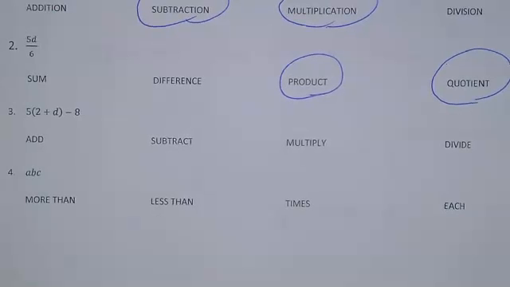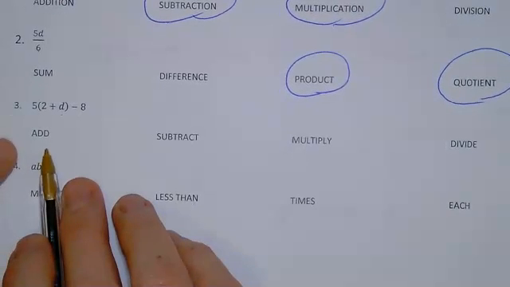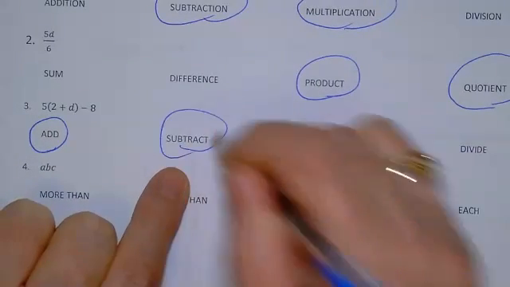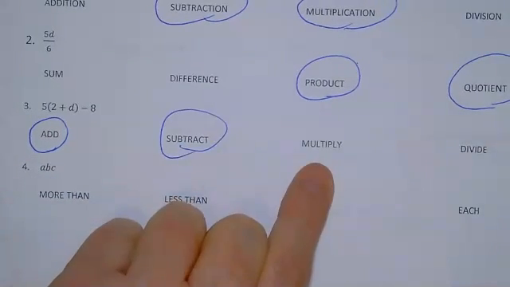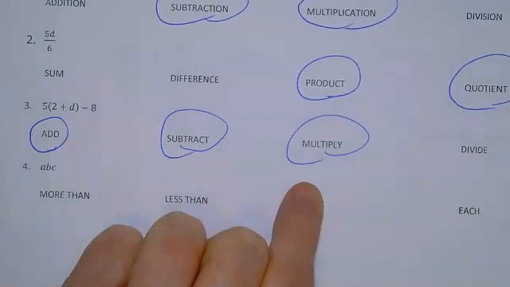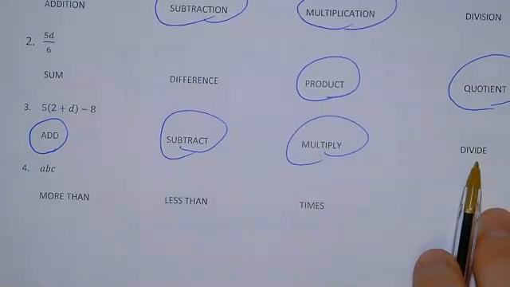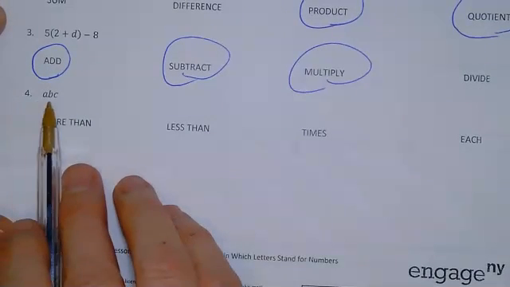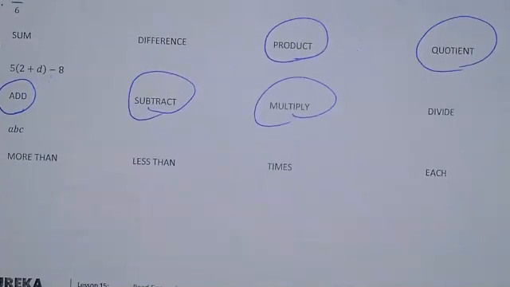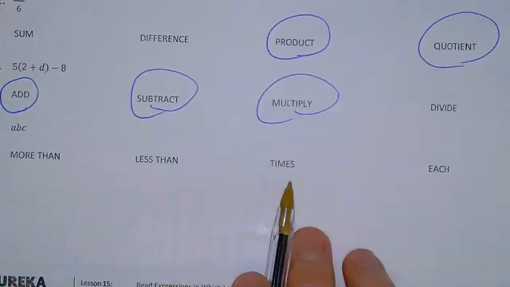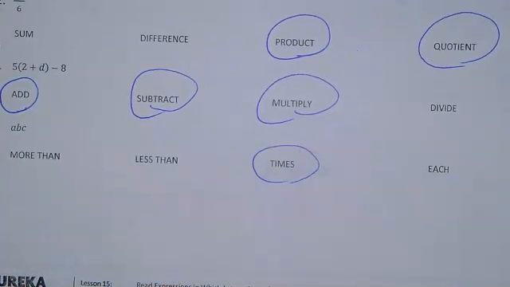Okay, here's the next one. Now it's got a lot of parts, right? Is there any adding? Yes. Any subtraction? Any multiply? Yes. 5 times the quantity, right? Any divide? No. A times B times C. Is that more than? No. Less than? No. Times? Yes. We're done.